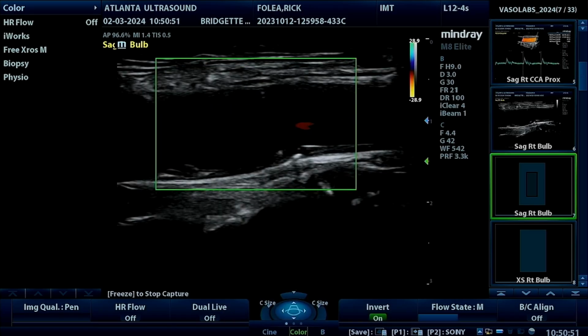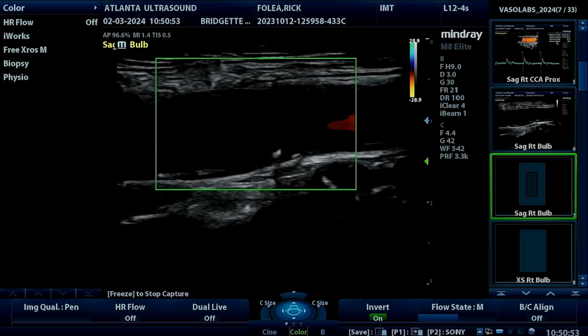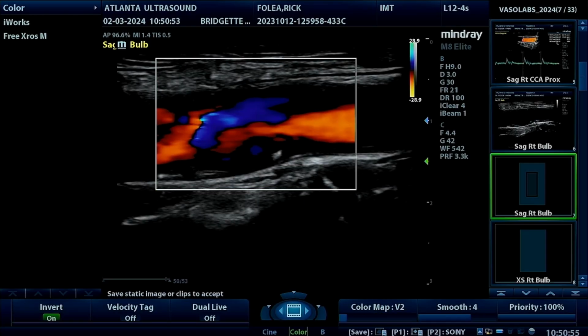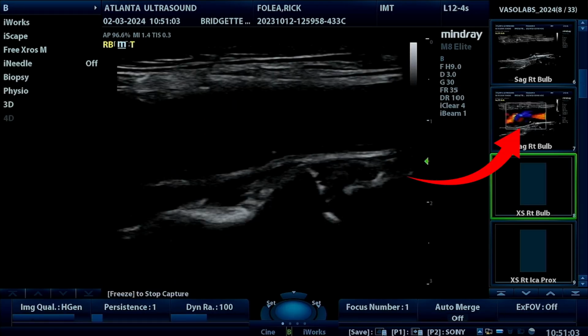The color flow view isn't filling the entire lumen, which tells us there's probably soft plaque that we can't see. We also see there's not a uniform flow. There's mixed colors we expect from the turbulence in the bulb because the blood flow is being split and diverted. And grab a snapshot of the flow.